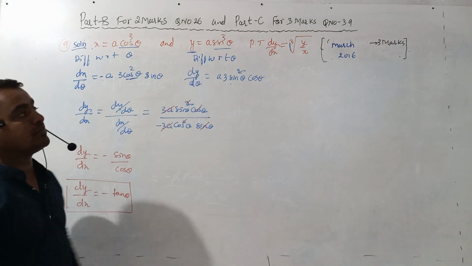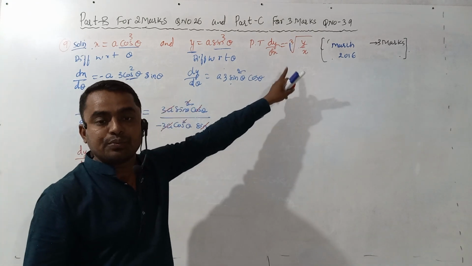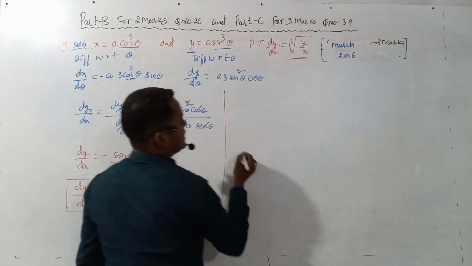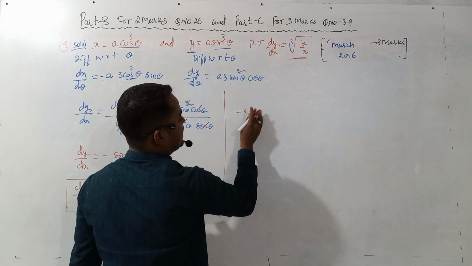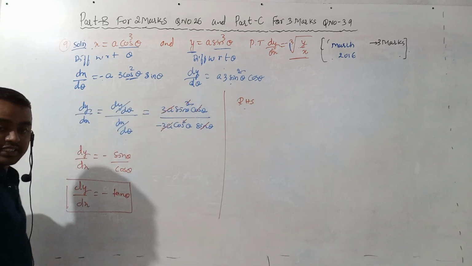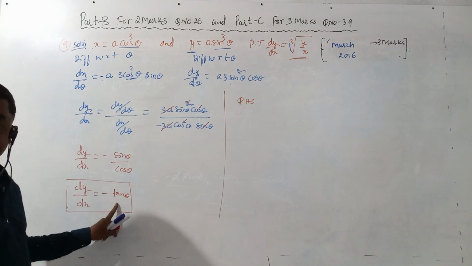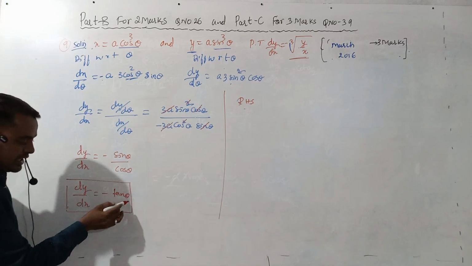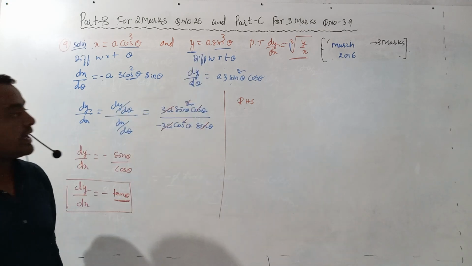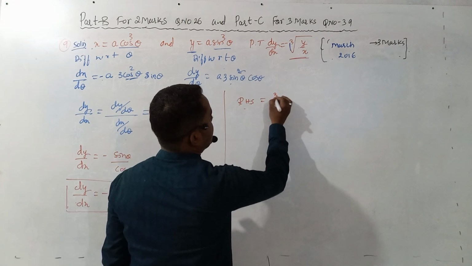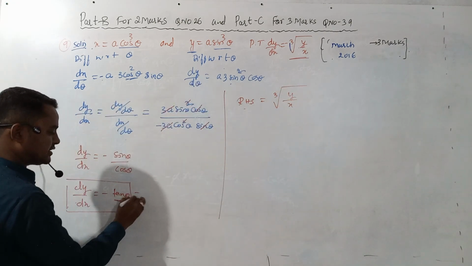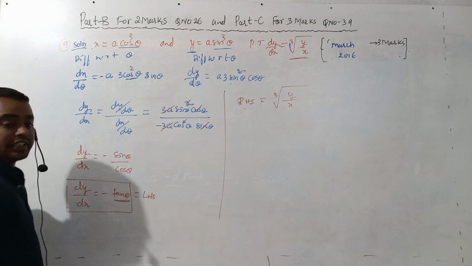Now we have to prove that dy by dx is equal to minus cube root of y by x. To prove this, take the LHS, which is dy by dx, equal to minus tan theta. The RHS is minus cube root of y by x. This is the LHS, and now we work on the RHS.